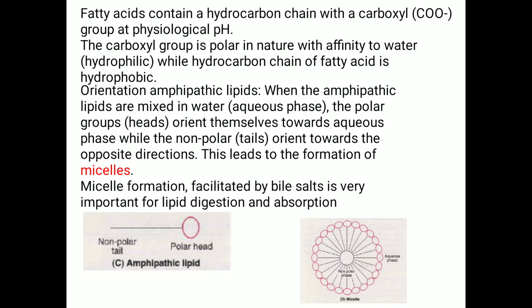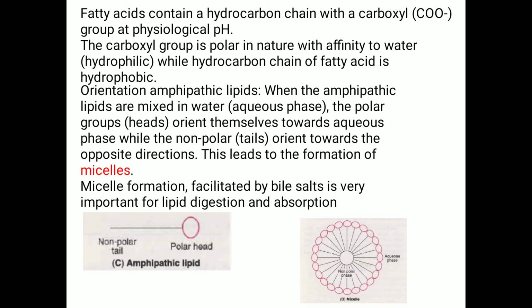These fatty acids, when they are mixed with water, lipids when they are mixed with water, orient themselves in such a way that the hydrophilic groups are exposed outside and interact with the aqueous phase, whereas the hydrophobic groups are projected inward into the core, right?